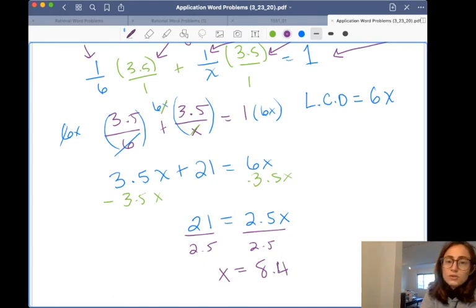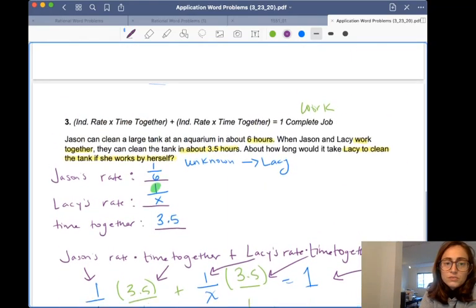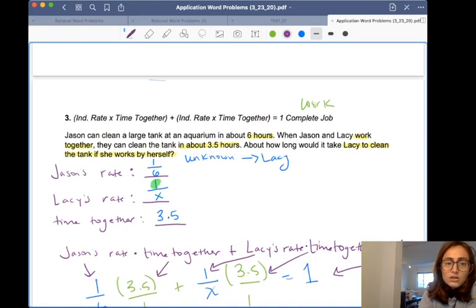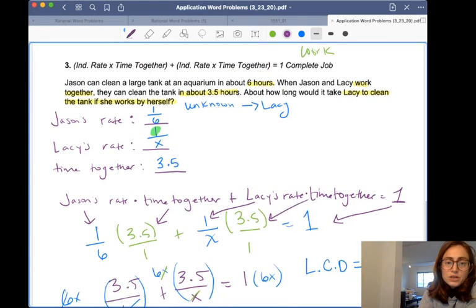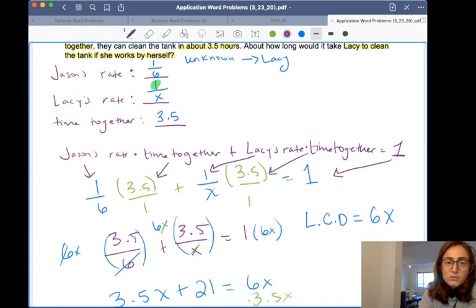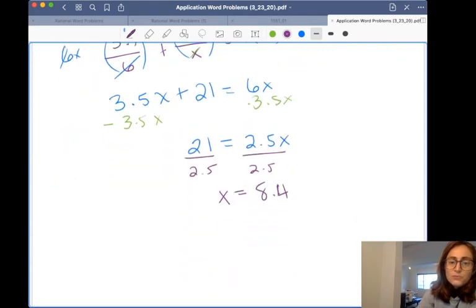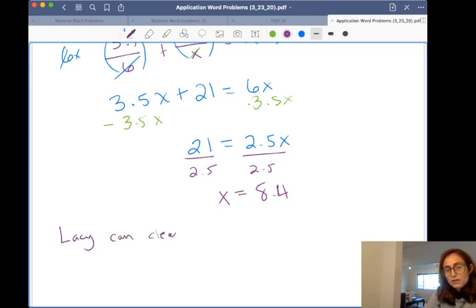Okay, so let's take a look. What was our problem? Jason can clean a large tank in an aquarium in about 6 hours, and when they work together, they can clean the tank in about 3.5 hours. So Lacey can clean the tank by herself in about 8.4 hours.